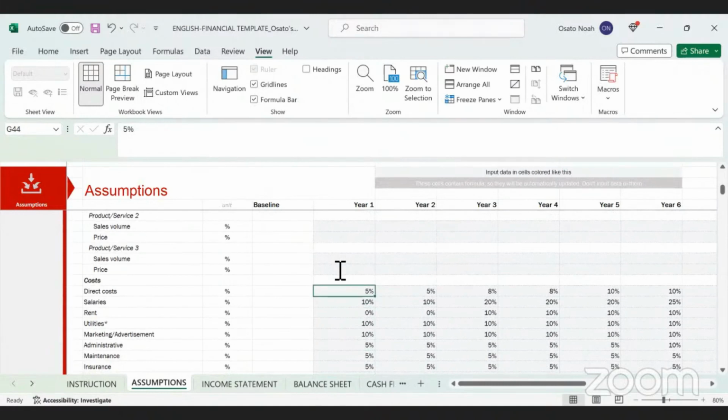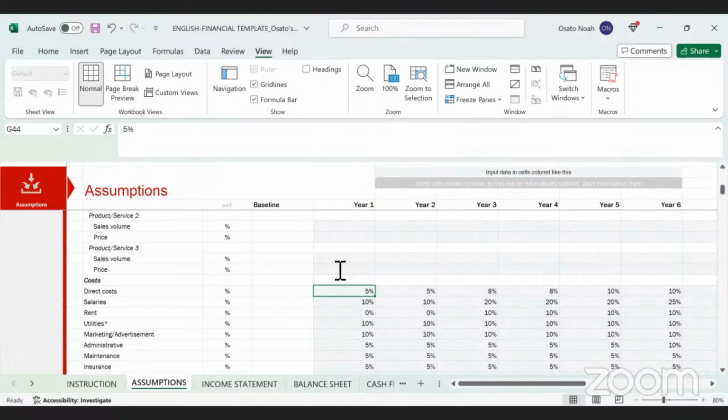And then when it comes to the cost, there are different costs attributable to the production of any goods or provision of services. Direct costs are those costs that directly affect the production. For instance, if you're sourcing raw materials, the cost you incur in sourcing them is a direct cost that has to do with production.